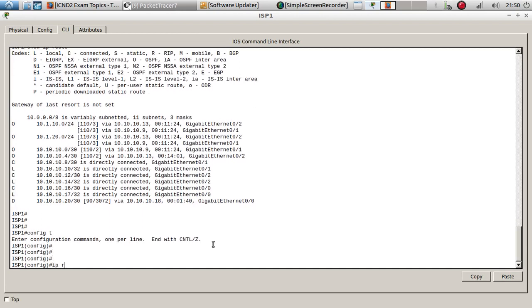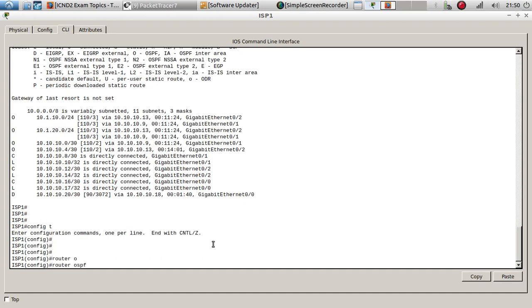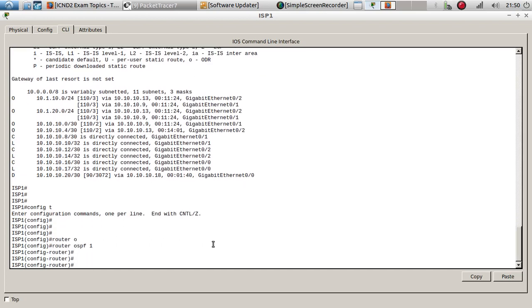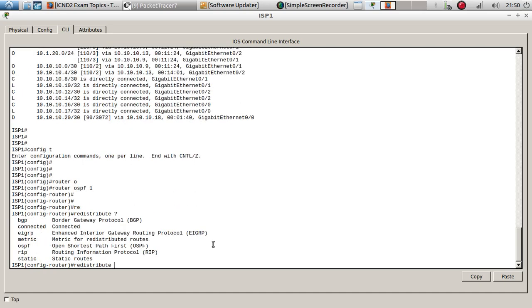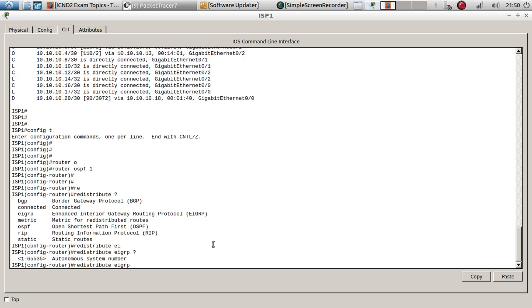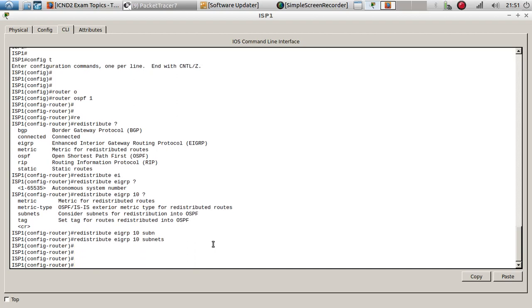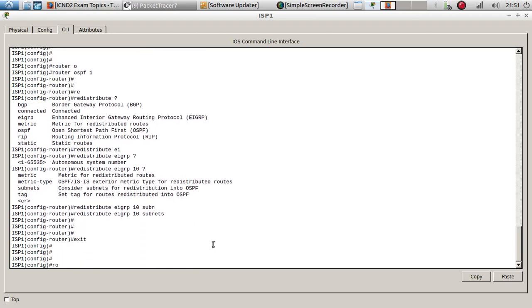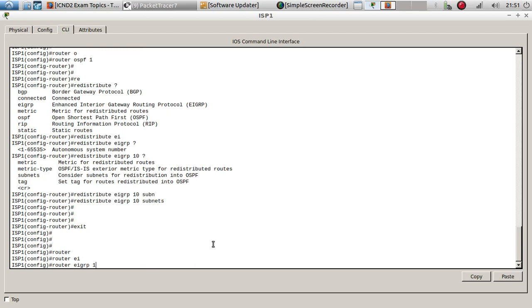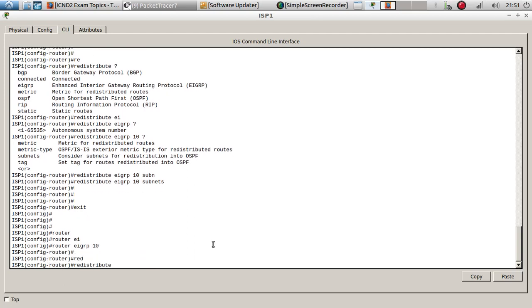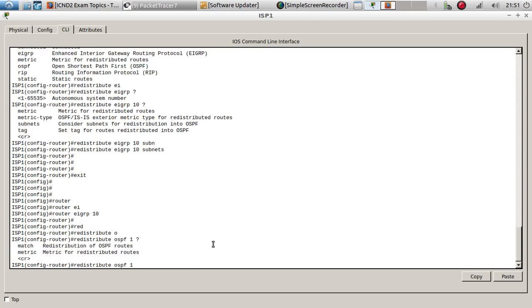Let's go to router OSPF process ID of 1, and for here we need to redistribute. We're going to redistribute not OSPF but EIGRP. We're going to do redistribute EIGRP process ID of 10, and we are going to redistribute the subnets. Now we need to go to router EIGRP autonomous system of 10, and we need to redistribute OSPF process ID of 1.